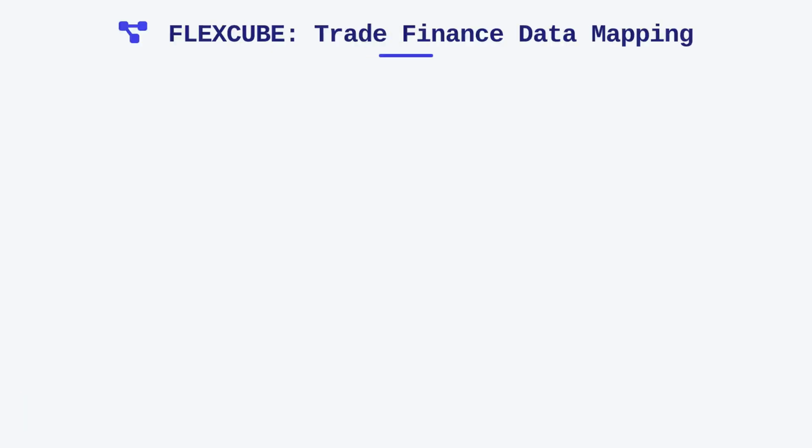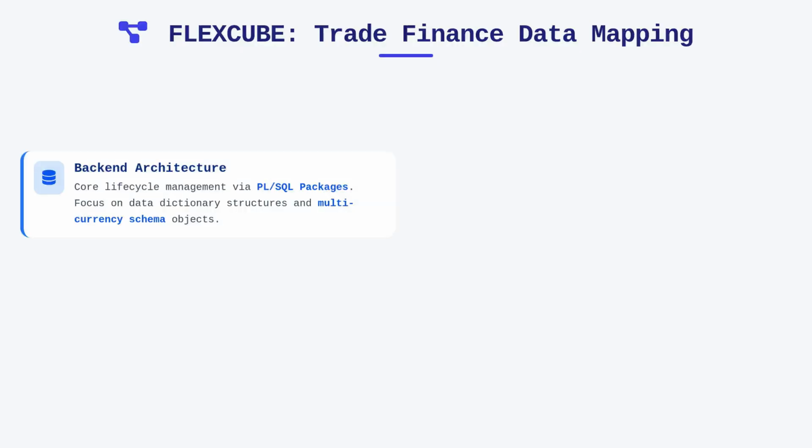Data source mapping becomes particularly critical when we consider the interaction between the trade finance module and the rest of the FLEXCUBE environment. You will find that many administrative tasks involve updating the database with specific PL SQL packages that handle the life cycle of a bill or a guarantee, from initialization through to maturity. It is not enough to simply configure the UI. You must be cognizant of the underlying data dictionary and how schema objects are structured to support multi-currency handling.